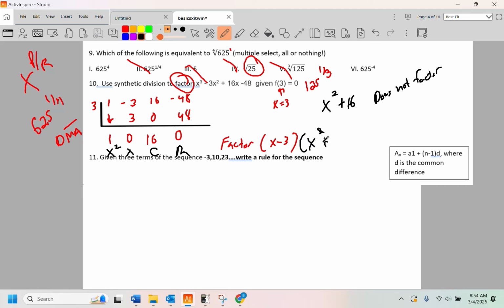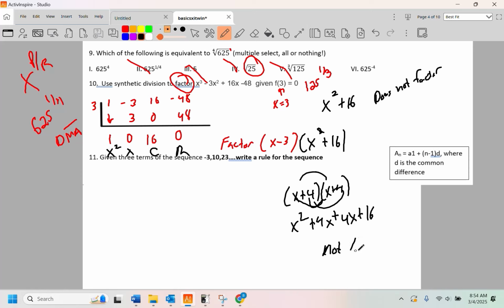Now, some of you are probably thinking, why doesn't it factor? Well, you might try x plus 4 and x plus 4. And if you did that, you'd have x squared plus 4x plus 4x plus 16, which is not x squared plus 16. It just doesn't factor. It's just the way it is. It's prime. Its only factors are itself and 1.